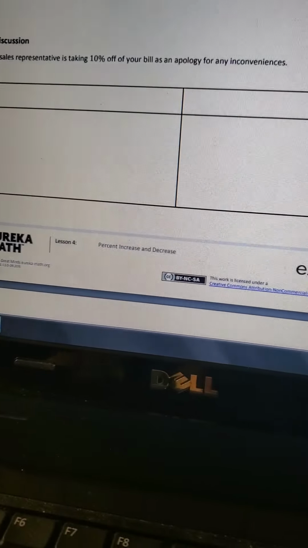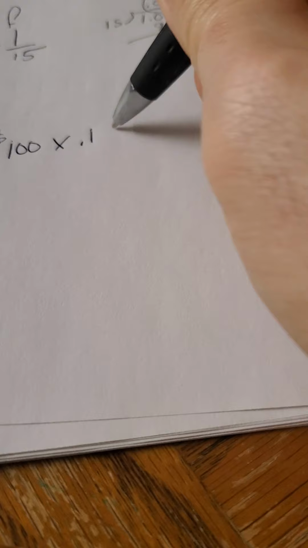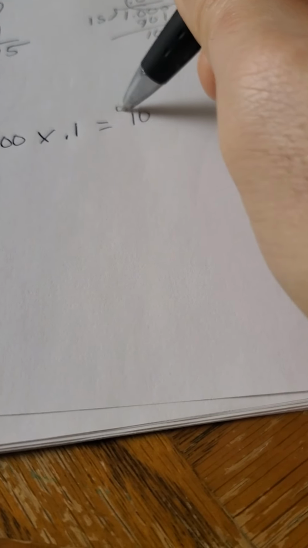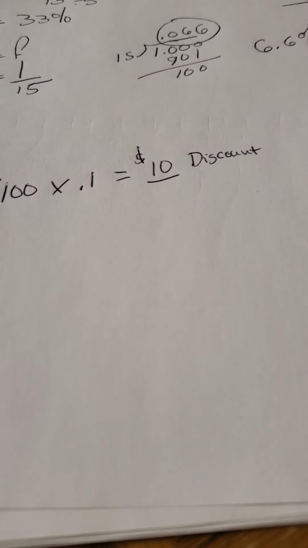If we took the whole, let's do that on some paper over here really quickly. Let's say, just to make it simple, that your bill was $100. Okay? And you got 10% off your bill. So multiply it by 0.1, which is 10%, move the decimal 2 places. So this is going to equal $10. That's not what you're going to pay. This here is your discount. This is how much you're going to get off your bill. That is not how much you're going to pay.